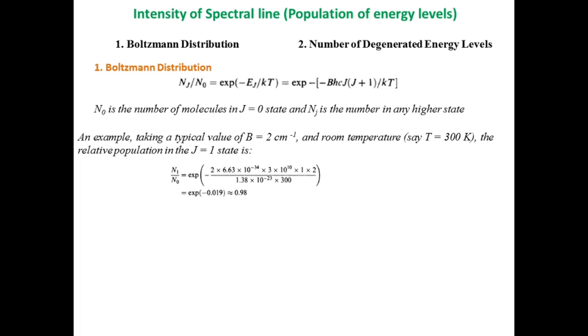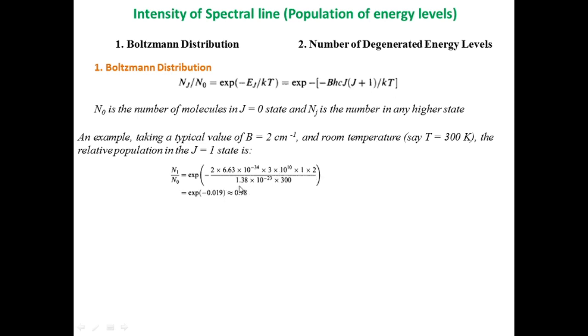Now we are going to calculate the population at the J equal to 1 state. For example, a typical value of B is 2 cm inverse, and at room temperature we calculate the relative population in the J1 state, that is N1 by N0 is equal to e raised to minus, where the value of B is 2, h is 6.625 into 10 to the minus 34, c is 3 into 10 to the 10, and the value of J is 1, into J plus 1, which is equal to 2, divided by kT.